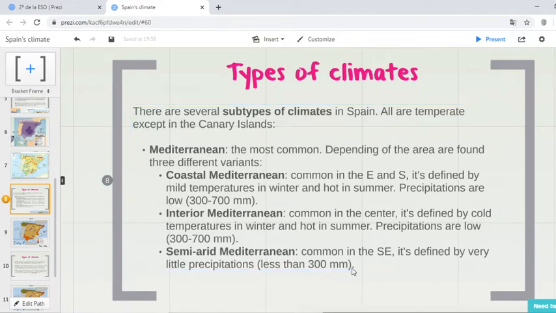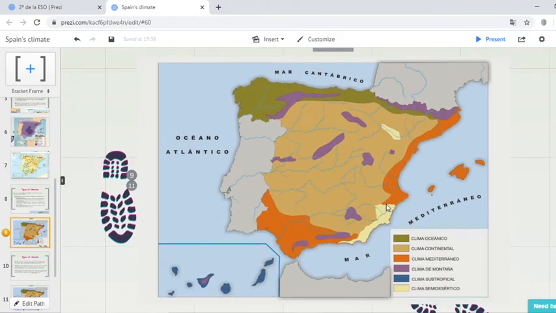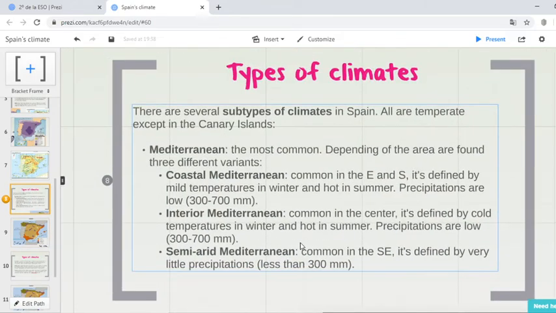The semi-arid Mediterranean climate is a special climate only found here on the southeast of the Iberian Peninsula and in this area here. This is the desert of the Monegros. The deal about this variant of the Mediterranean climate is that precipitations are fewer than 300 millimeters. So precipitations are extremely low. It's not a desert, but it is on the verge of being a desertic climate.